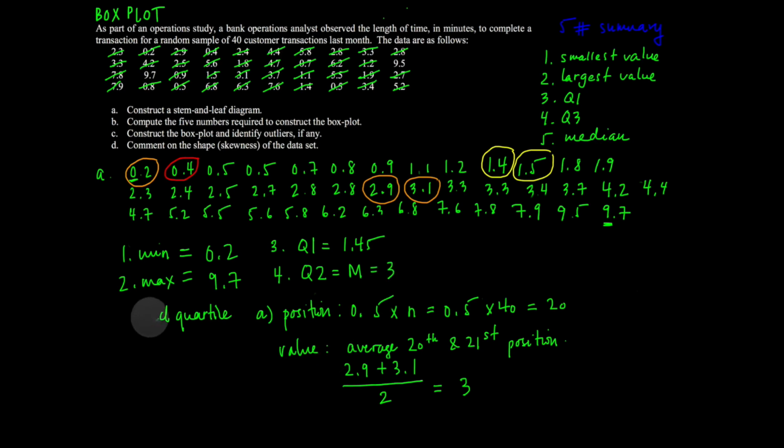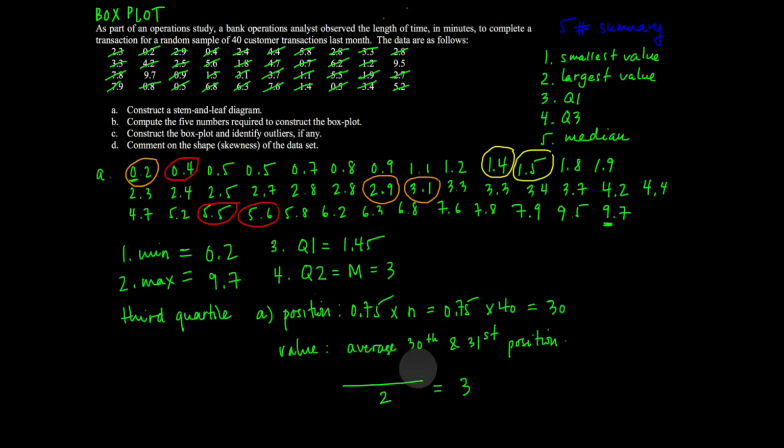And let's go ahead and find the final quartile, which is the third quartile. So we know that that is 75%. So 75 times 40 is 30. So once again, because it's an even number, it's going to be the average of the 30th and the 31st position. So let's go ahead and find those. Let's single them out with the red. So we were at 20 over here. So 20, 21, 22, 23, 24, 25, 26, 27, 28, 29, 30. So it's going to be the average of 5.5 and 5.6.